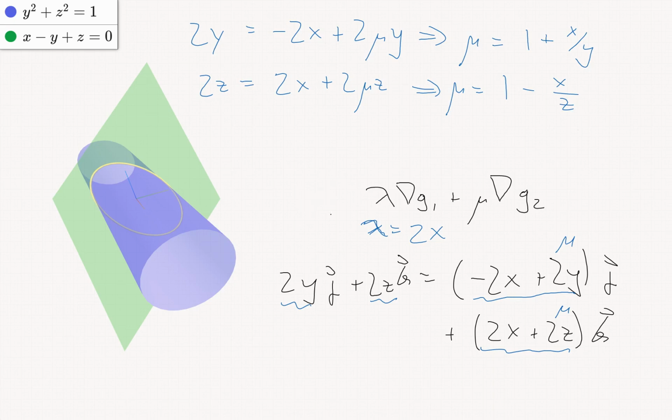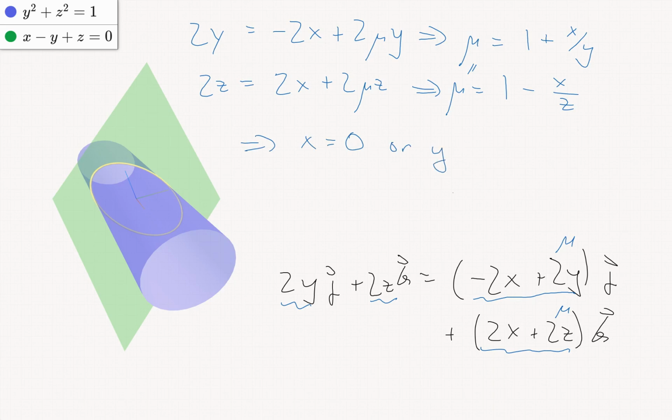Well, now that these two have to be equal to each other, either x is equal to 0 or y is equal to negative z. Okay, so let's examine these two cases. So if x is equal to 0, then x minus y plus z equals 0 implies that y is equal to z.